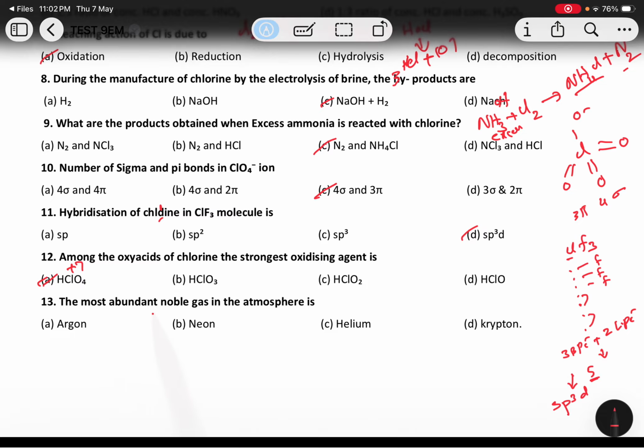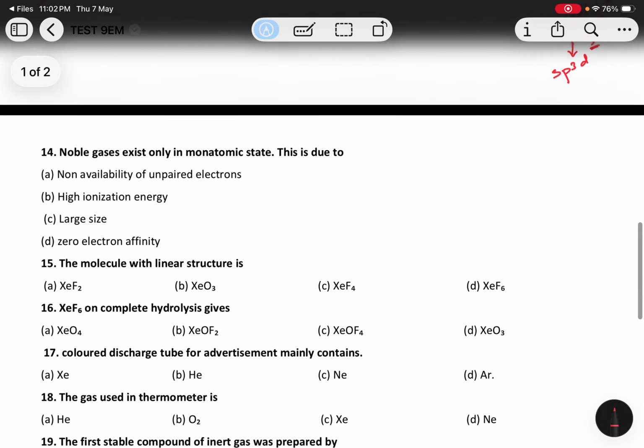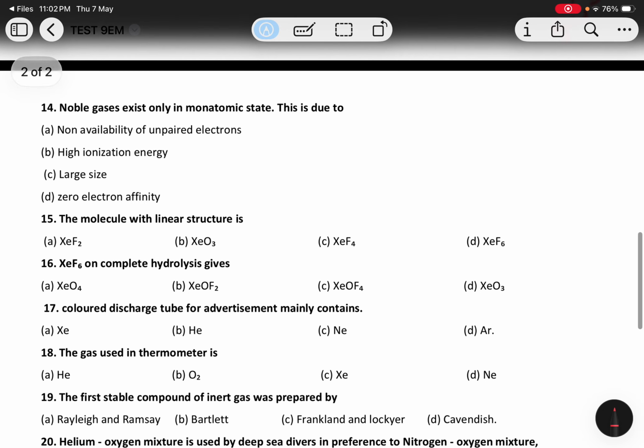Next, the most abundant noble gas in the atmosphere. In the atmosphere, the most abundant noble gas is argon. Next, 14th one. Noble gases exist only in monoatomic state. This is due to noble gases having a highly stable, completely filled electronic configuration, meaning they lack unpaired electrons. So option A, non-availability of unpaired electrons.